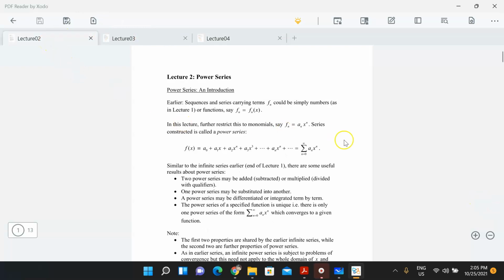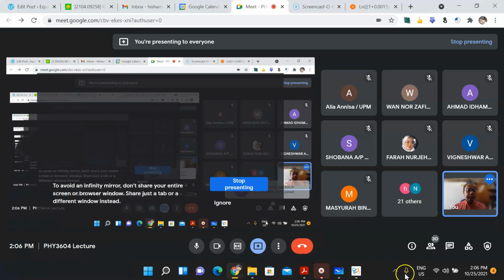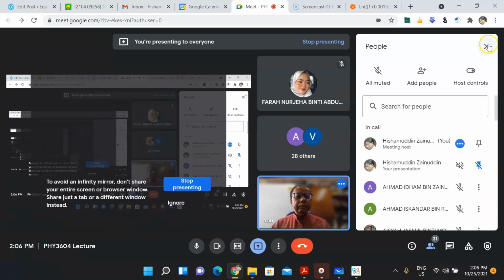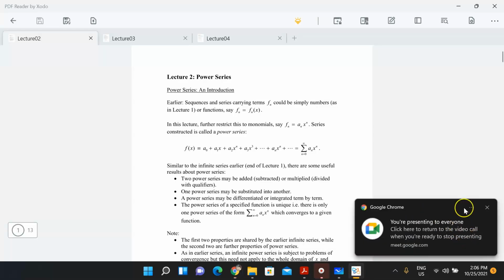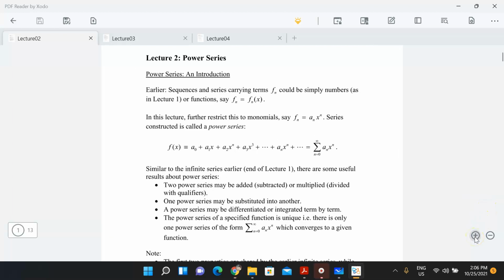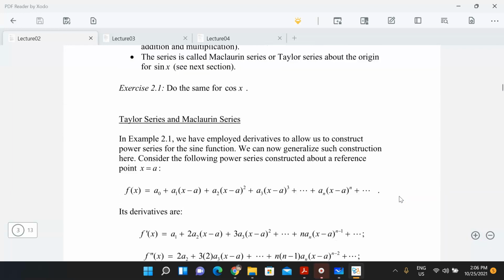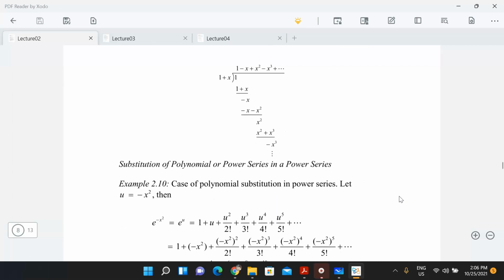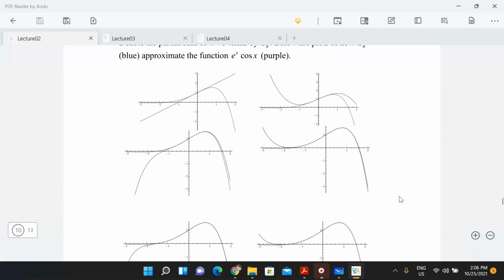So we stopped somewhere almost at the end of the lecture. So we stopped lecture 2 somewhere at the end. So let me go to that. So we are on power series, and then I think we are looking at applications.